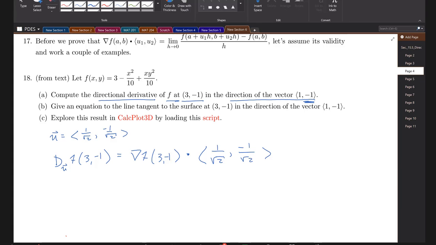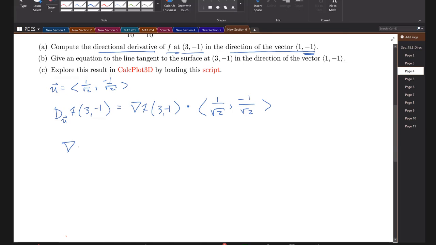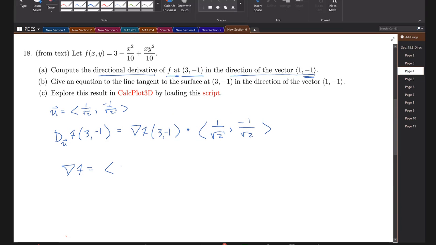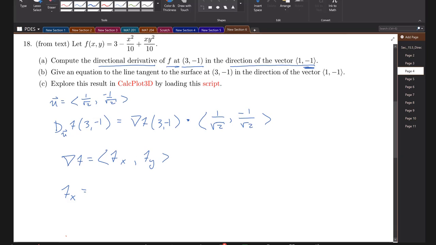Okay. So before I finish out this problem, I need to compute the gradient. So if I go compute the gradient of f, that's equal to, in order to compute that, let's write it this way. That's f sub x, comma, f sub y. So let's compute f sub x, the partial derivative with respect to x of this function. And that's equal to minus 2x over 10, or minus x over 5.